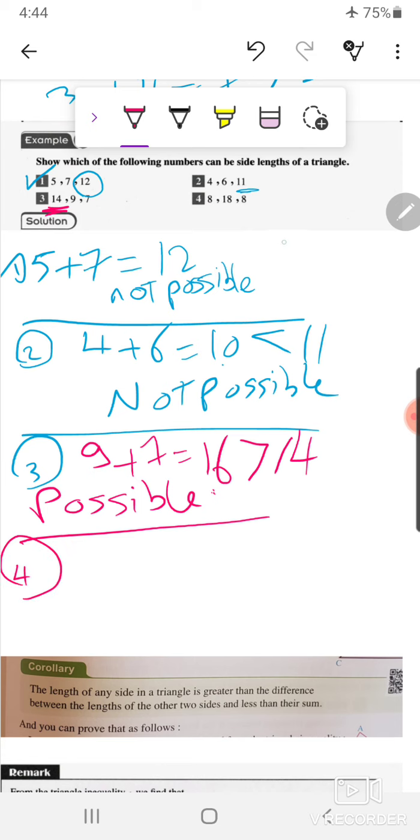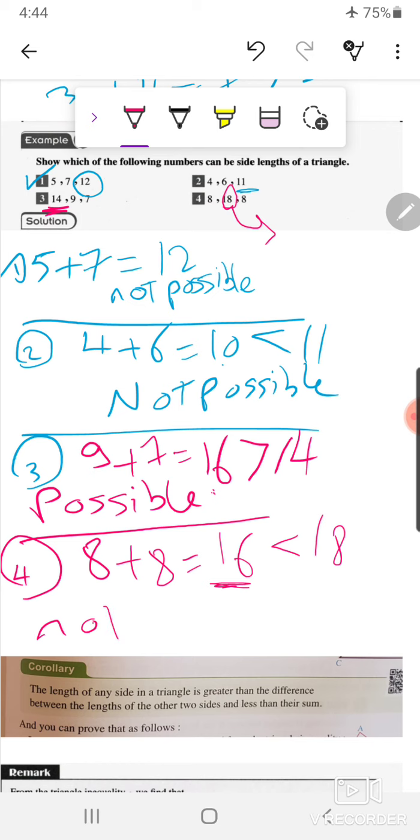Now let's take the last one. Here you have 8, 18, and 8. So I make the sum of the two numbers, which is 8 plus 8. So what is the answer? Which is 16. Now ask yourself, is 16 greater than the third side, which is 18? Of course, no. So 18 is greater. So it is not possible to draw a triangle.